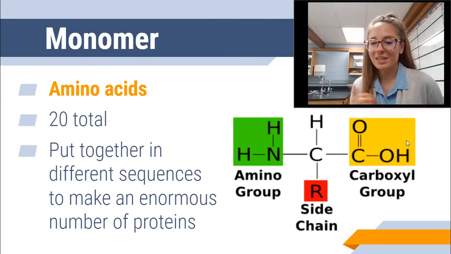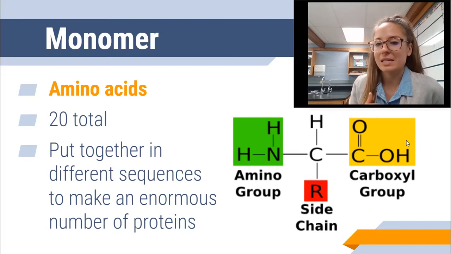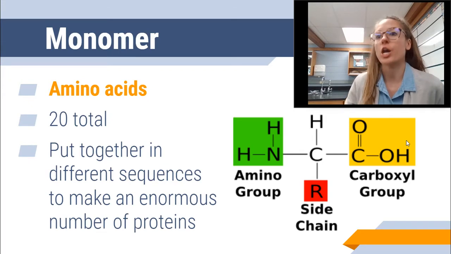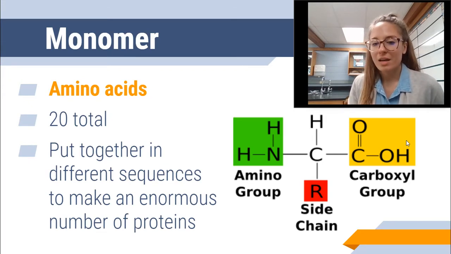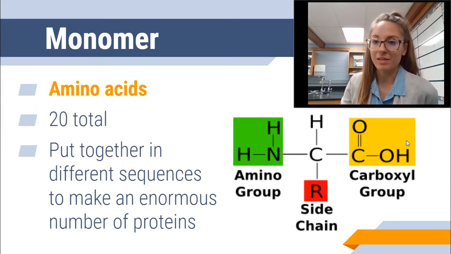And then off of the other side, and this is the part that's unique to each amino acid, is a side chain. It's represented with an R because there isn't an element that is symbolized by R. So R is kind of like X in an algebraic equation. It's a variable that you can change. So R is going to differ depending on what amino acid it is.